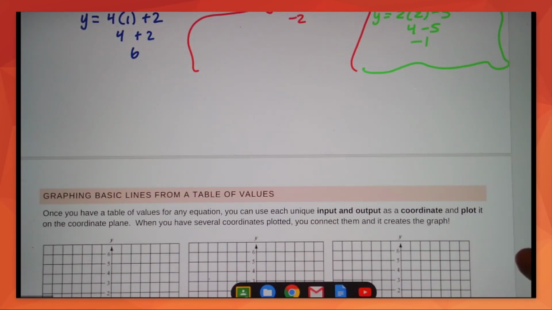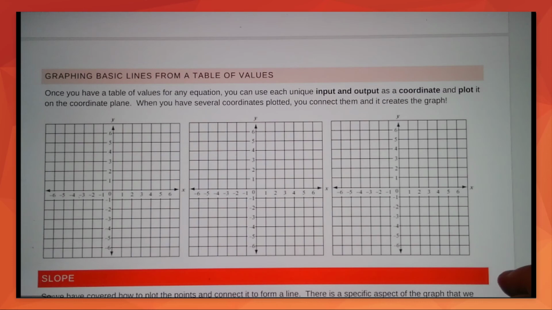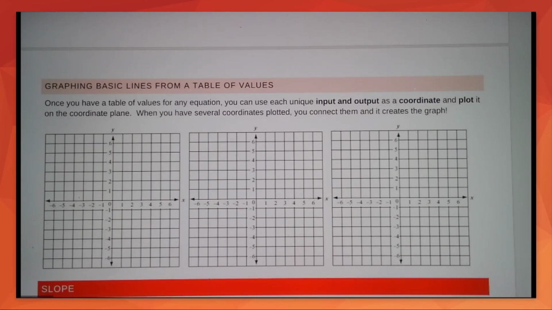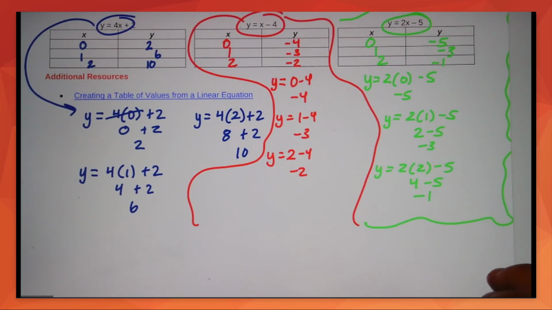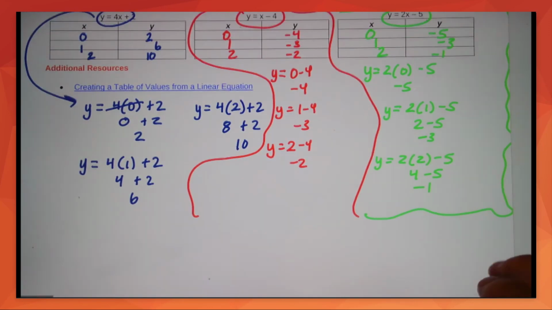Okay, once you have that table of values done, we can plot those points and turn it into a line. All you do is plot each individual point and then connect the dots. That's as simple as it is. So if you notice, I have 3 coordinate planes here, and I am going to use the data from the tables that we just created to fill these in. My first one was blue, I think, so let me run back up to the blue one. I have a point at 0, 2.